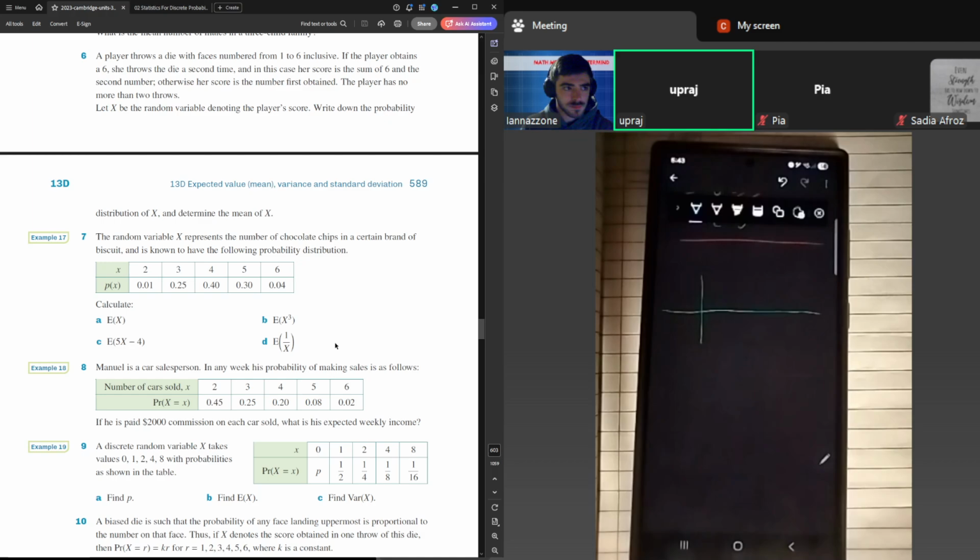Getting a 7. Getting a 7? Yeah. How does that happen? She gets a 6 and then she rolls again and then she gets a 1. So she adds the two numbers together. Yeah, correct. So all I'm trying to field there is that you guys understand how the game works.